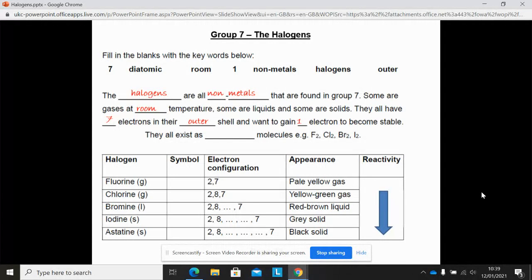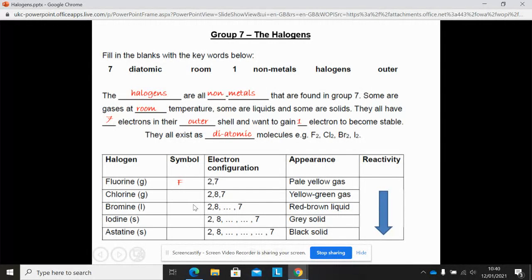Now they exist as diatomic molecules, in other words, 2 atoms together, which is a diatomic molecule. For example, fluorine, chlorine, bromine, and iodine. So their symbols are F2, Cl2, Br2, and I2. Now the difference between halogens and alkali metals. Halogens, as you go down the group, their reactivity decreases, whereas alkali metals, it increases as you go down the group.